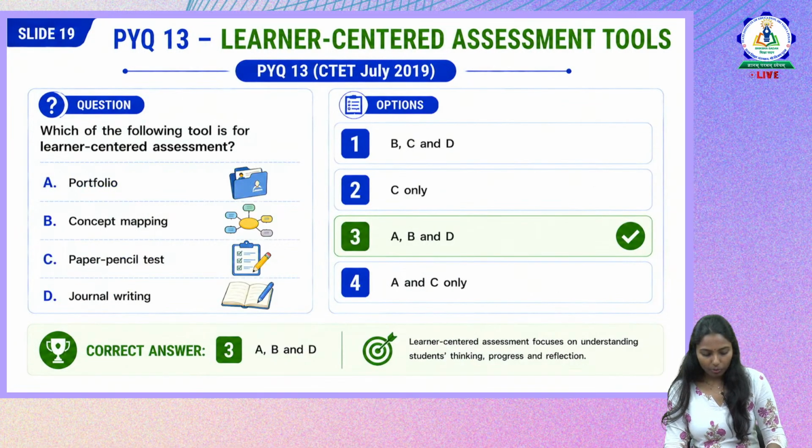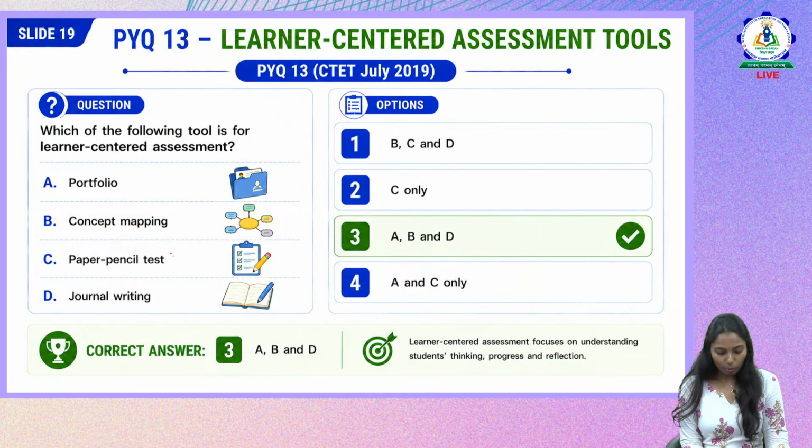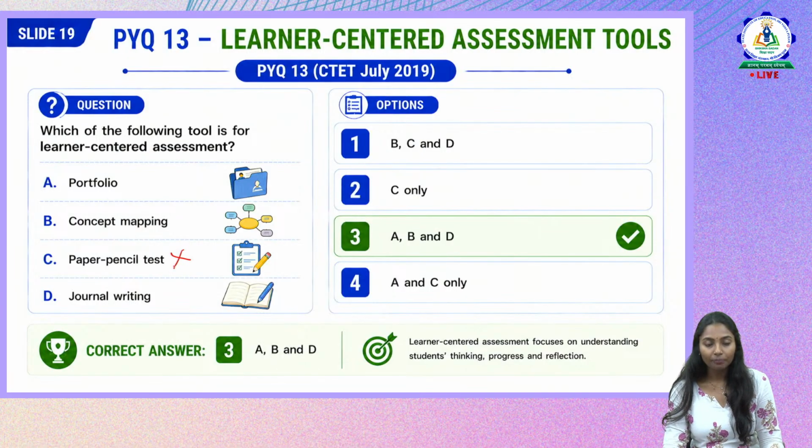Okay, then one more question we have. Which of the following tools is learner-centered assessment? As we talked about, portfolio is a learner-centered assessment. Concept map is a learner-centered assessment. Journal writing is too. Only the paper pencil test is not a learner-centered assessment. So the answer we have is A, B, D. That is the third option.